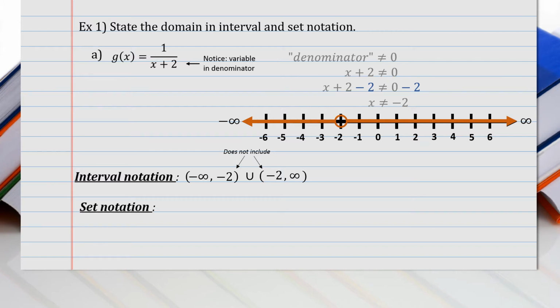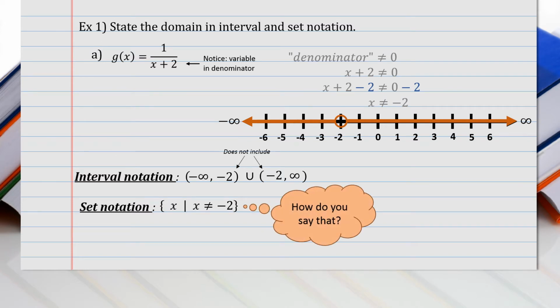Now we need to write our set notation. Set notation is the more formal way to write your solution, and it would look something like this. Now, let's be honest. How do you say that? Well, in math, each symbol has its own meaning. So the way we read this is the following. The brace, or the squirrelies, means the set of all x values. Now that straight bar means such that, and then we read x cannot equal -2.